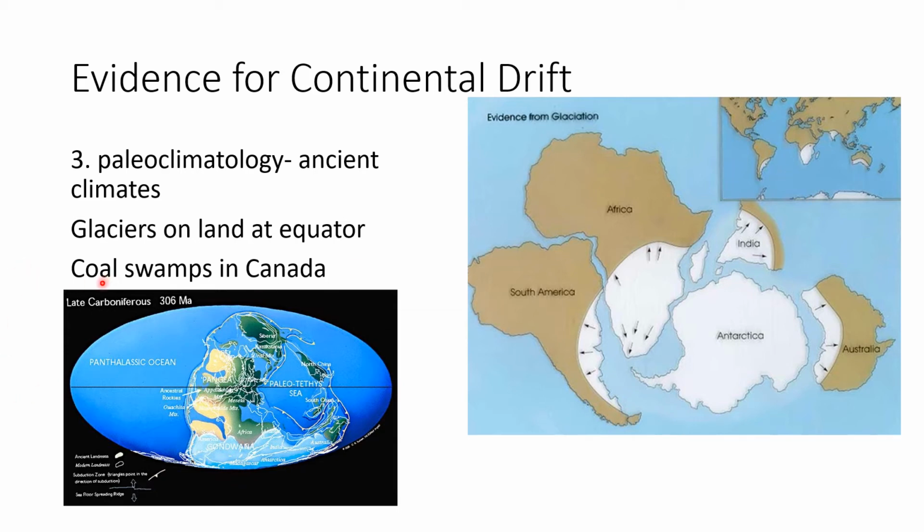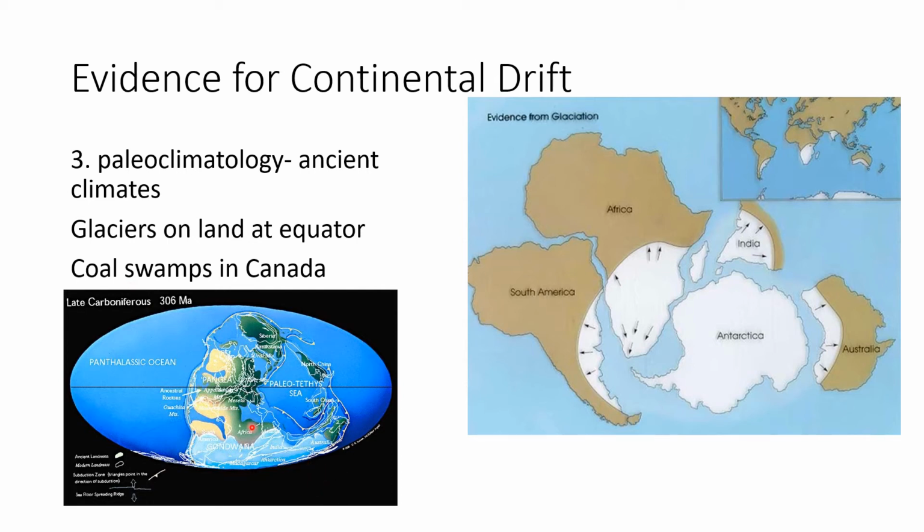And then also there's evidence of features called coal swamps in Canada. So Canada is really rich in oil shale and different deposits of coal. And we know that coal and oil form in really specific conditions that have to be warm. Coal especially has to have a specific kind of swamp that formed millions and millions of years ago in order for there to be coal present today.